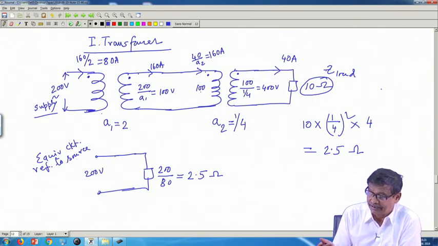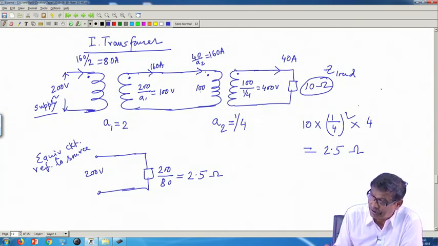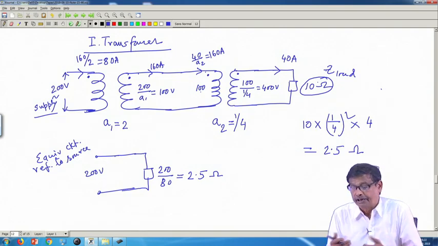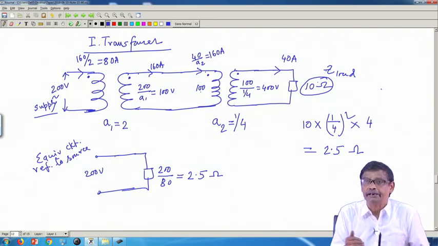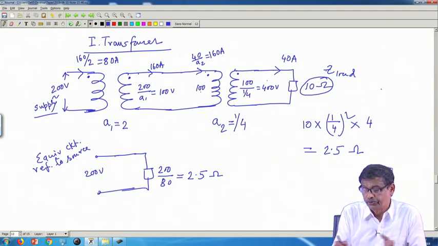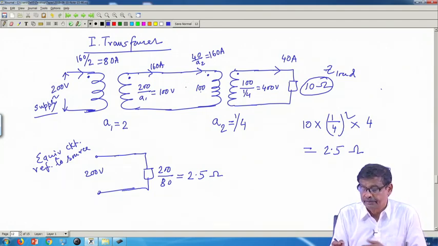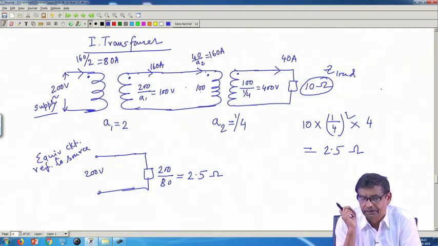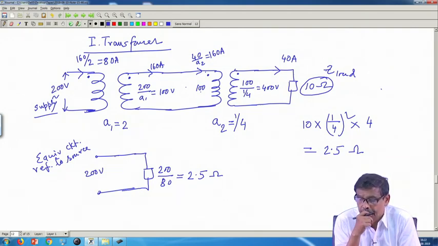Similarly, you can say the equivalent circuit referred to the load is nothing but this 10 ohm supplied from a 400 volt source. So, this simple calculation will make you understand better what is happening. If you know this current, you should be able to calculate this current. See, I will just give you a tip.